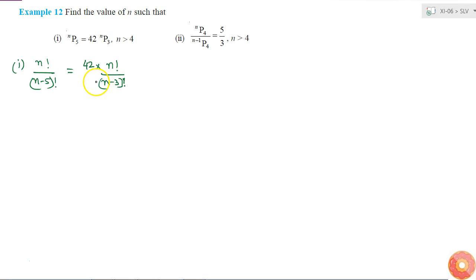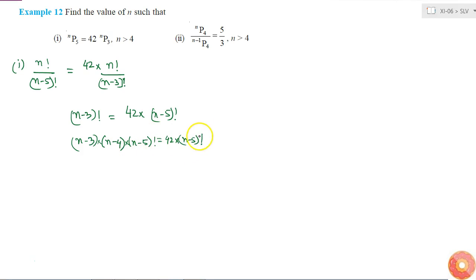So what will this be? If I can cross cancel n factorial from both sides, and if I cross multiply the denominators, I'll get (n minus 3) factorial is equal to 42 into (n minus 5) factorial, right? I can write (n minus 3) factorial as (n minus 3) into (n minus 4) into (n minus 5) factorial, right? This is equal to 42 into (n minus 5) factorial, right? So if I cancel (n minus 5) factorial, then I'm left with (n minus 3) into (n minus 4).